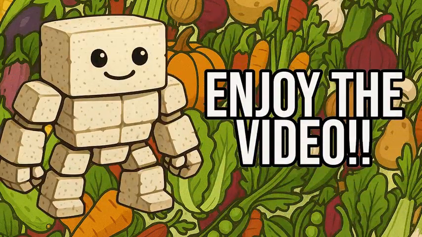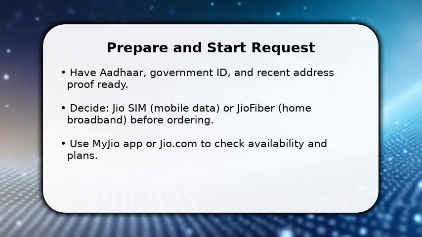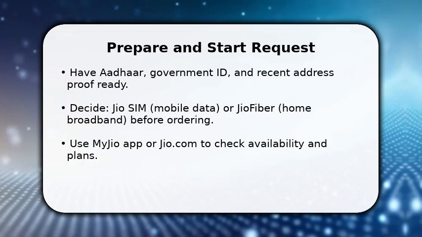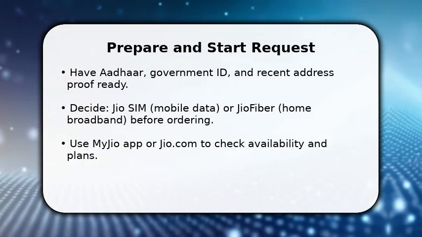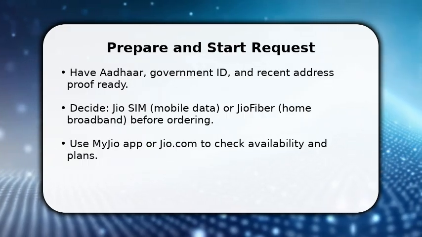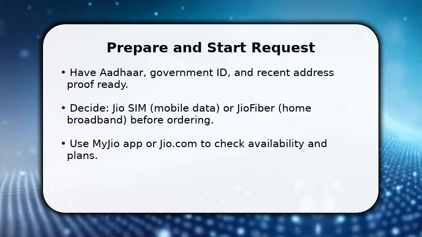Please enjoy the video. You begin by confirming eligibility and gathering documents. This saves time during sign-up. Once done, open the My Jio app or Jio.com, select SIM or GeoFiber, and compare plans by speed, data cap, and price. Make sure to enter your service address to verify network availability.